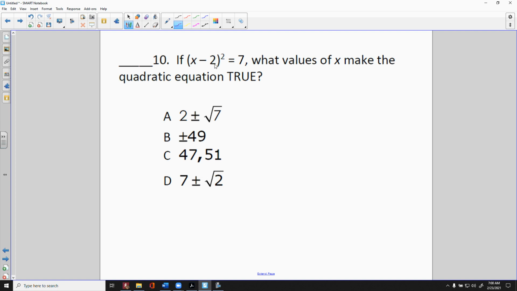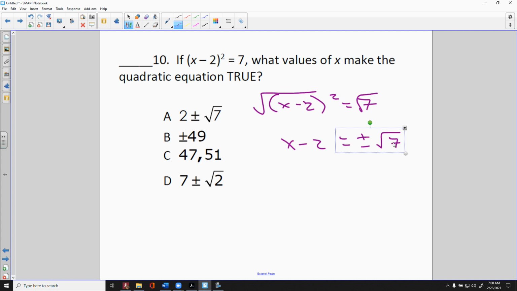And so now, if x minus 2 squared equals 7, find the values of x that make the quadratic true. Let's try and solve. Right, I only have one x, so I can get x by itself. X minus 2, because I'm going to take the square root, is equal to plus or minus the square root of 7. 7 is not a perfect square, so I don't need to worry about it. So if I add 2 to both sides, x equals 2 plus or minus the square root of 7. That's as simple as it gets. Don't try to make it any more confusing.